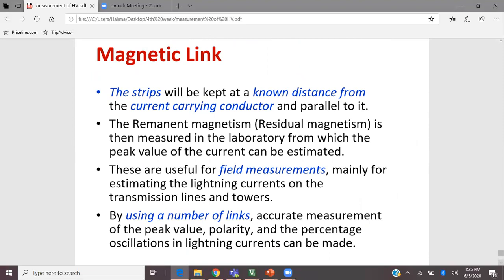These are useful for the field measurements, mainly for estimating the lightning currents on the transmission lines and the towers. And by using a number of links, the accurate measurement of the peak value, polarity, and the percentage oscillation in the lightning currents can be made.